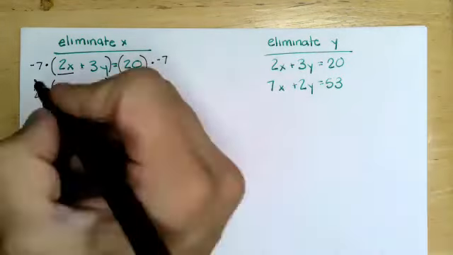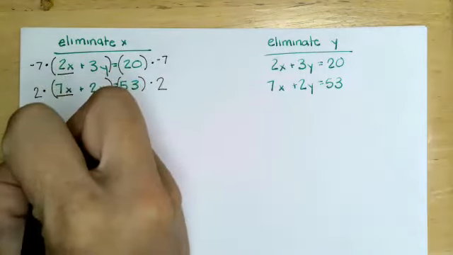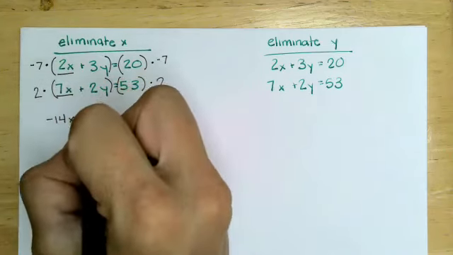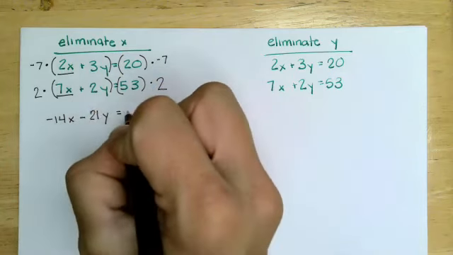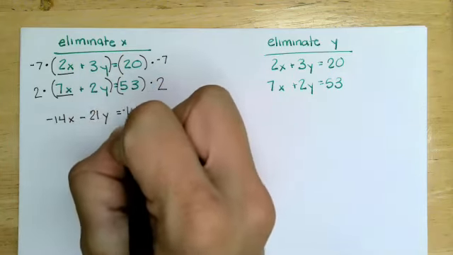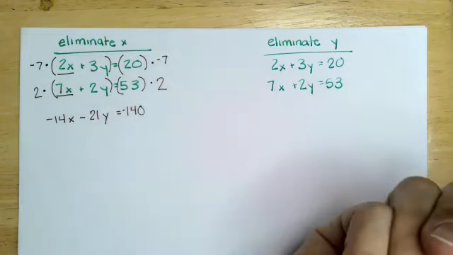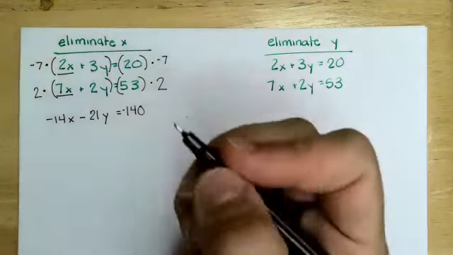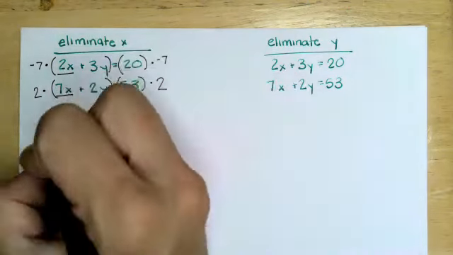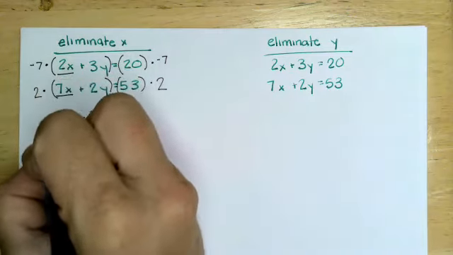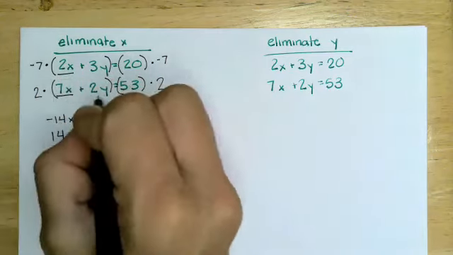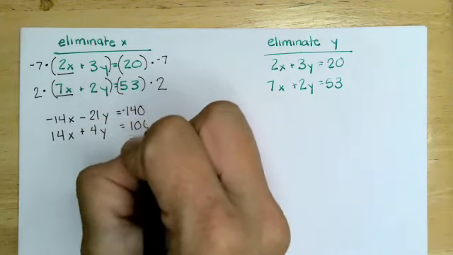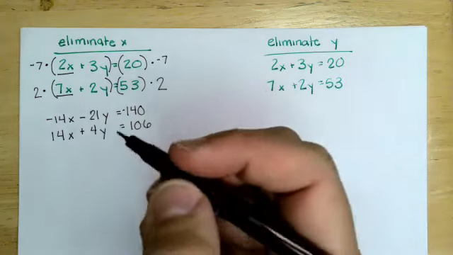Okay, so negative 7 times 2x is negative 14x minus 3 times 7 is 21y equals negative 140. Okay. Doing 53 times 2 in advance. 2 times 7x would be 14x. 2 times 2y is plus 4y. And then this is 106. 53 times 2 is 106.